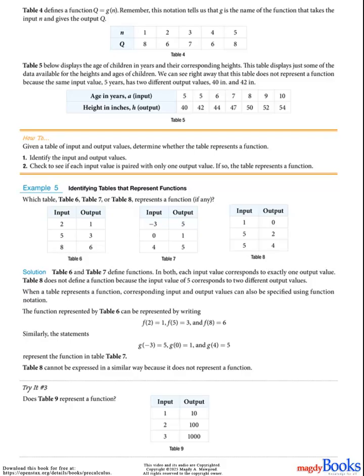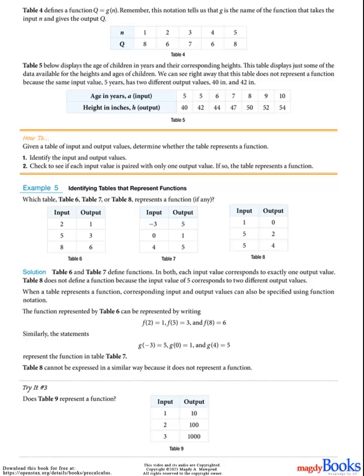Table 5. Age in years A, input; height in inches H, output. For age of 5 years, the height equals 40 inches. For age of 5 years, the height equals 42 inches. For age of 6 years, the height equals 44 inches. For age of 7 years, the height equals 47 inches. For age of 8 years, the height equals 50 inches. For age of 9 years, the height equals 52 inches. For age of 10 years, the height equals 54 inches.